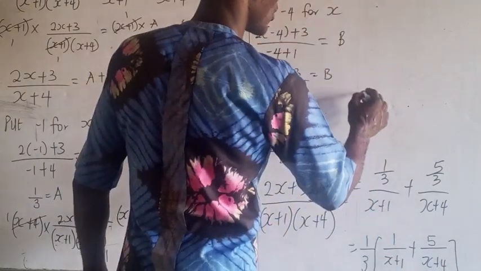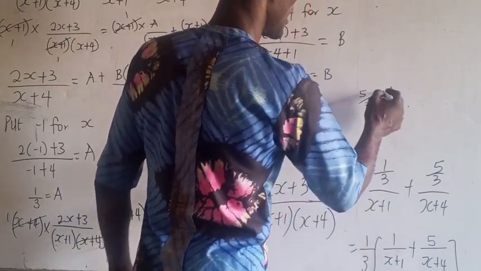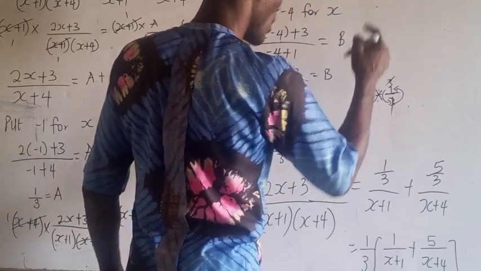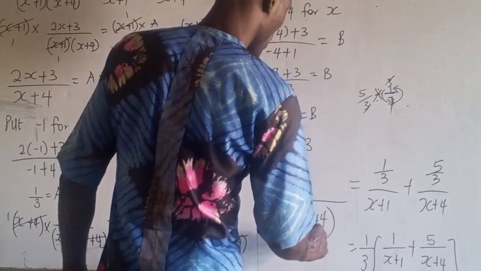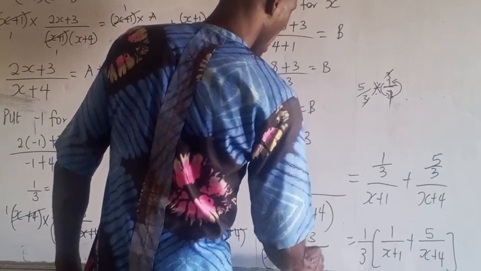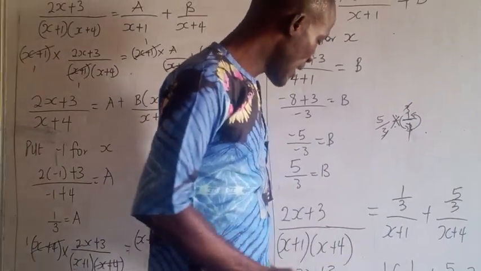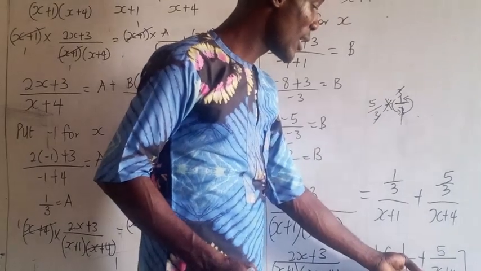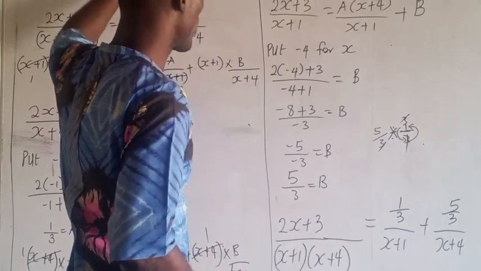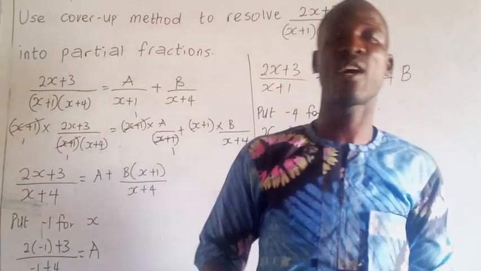Now let's quickly check that. We are saying 5 over 3 divided by 1 over 3. That becomes 5 over 3 times 3 over 1, and the 3s cancel, so we are left with 5. Now (2x + 3) as a compound fraction over (x + 1)(x + 4) equals this. These are the compound fractions, and this is the partial fractions. We just used the cover-up method to resolve these compound fractions into partial fractions.